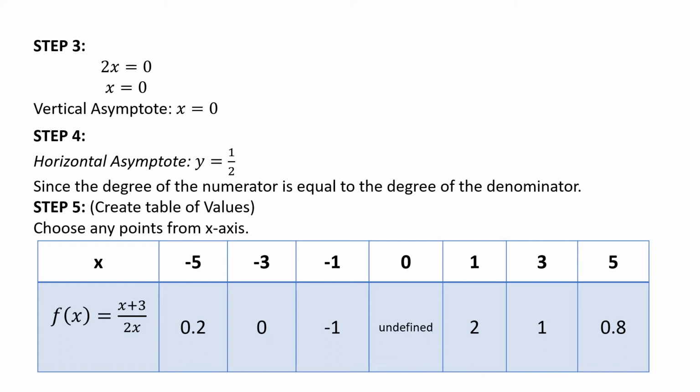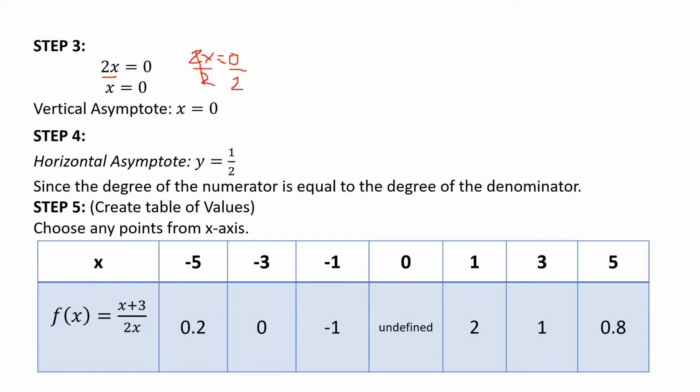Next is to find the vertical asymptote. To find the vertical asymptote, we set our denominator equal to 0, since our denominator is 2x. So 2x equals 0. Since 2 is the coefficient of our variable x, we divide both sides of the equation by 2. So we have now x equals 0, since 0 divided by 2 is still 0. So our vertical asymptote is x equals 0.